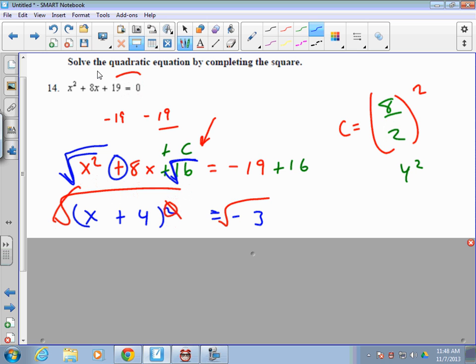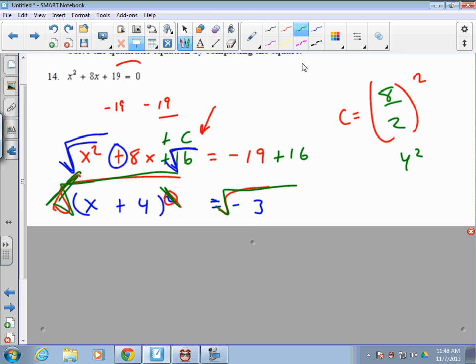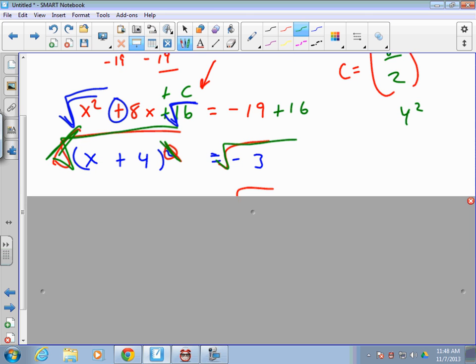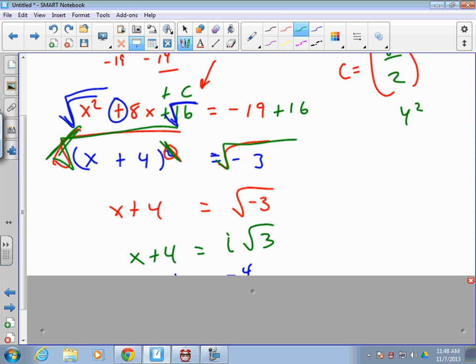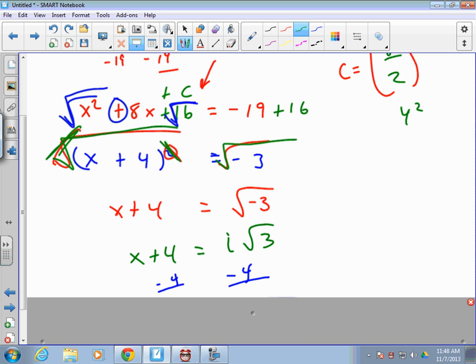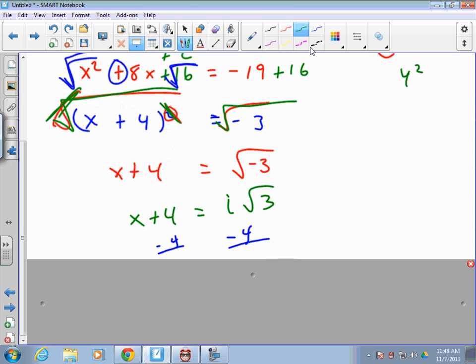So in order to get rid of x plus 4 squared, in order to get rid of the squaring of something, take the square root of it. If you do that to one side, you have to do it to the other. The square root cancels out the square. So it leaves you with x plus 4 is equal to the square root of negative 3, which we know we can't leave a negative under a square root sign. So that becomes i times the square root of 3. So x plus 4 equals x, i times the square root of 3. Undo plus 4.